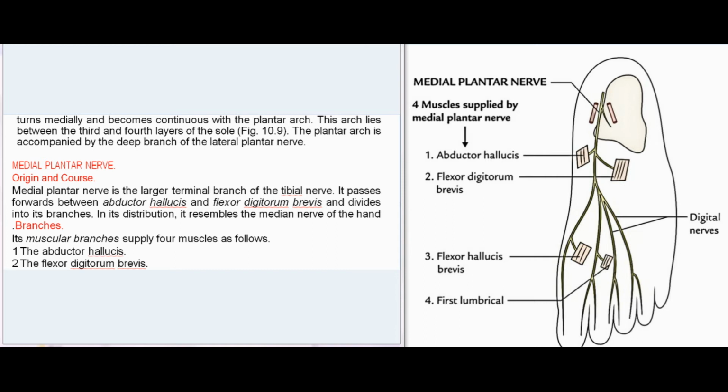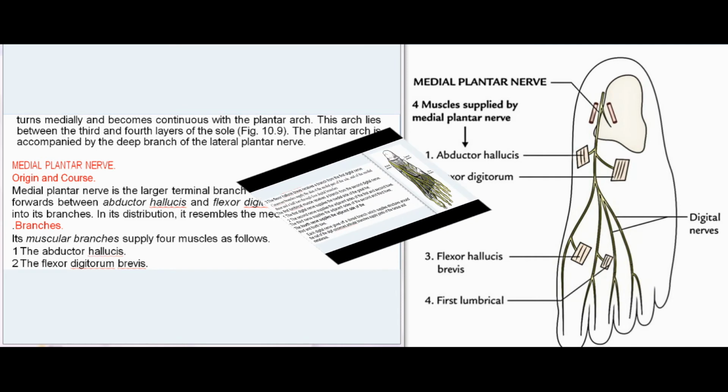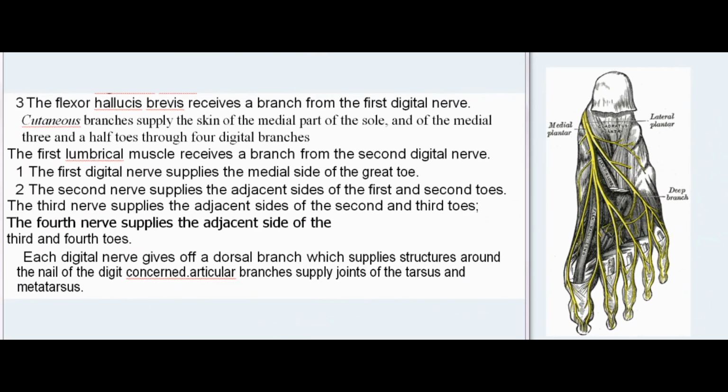Branches. Its muscular branches supply 4 muscles as follows. 1. The abductor hallucis. 2. The flexor digitorum brevis. 3. The flexor hallucis brevis receives a branch from the first digital nerve. Cutaneous branches supply the skin of the medial part of the sole, and of the medial 3½ toes through 4 digital branches. The first lumbrical muscle receives a branch from the second digital nerve.